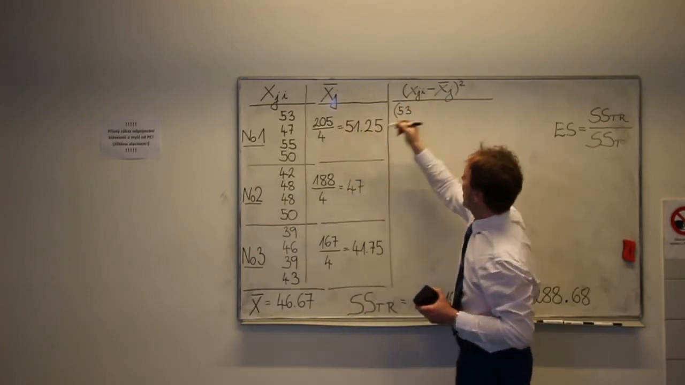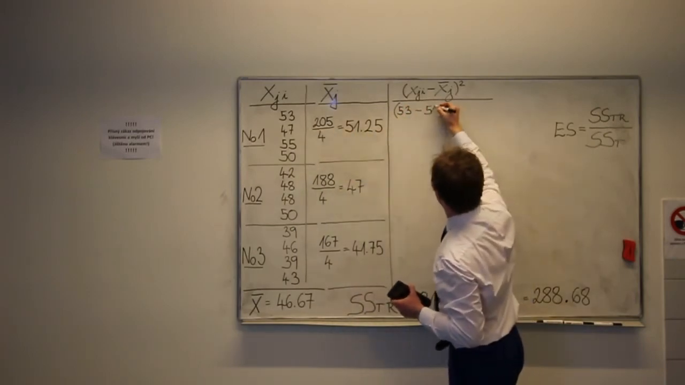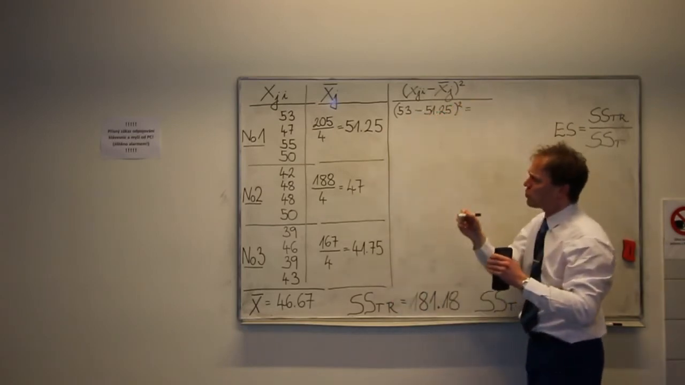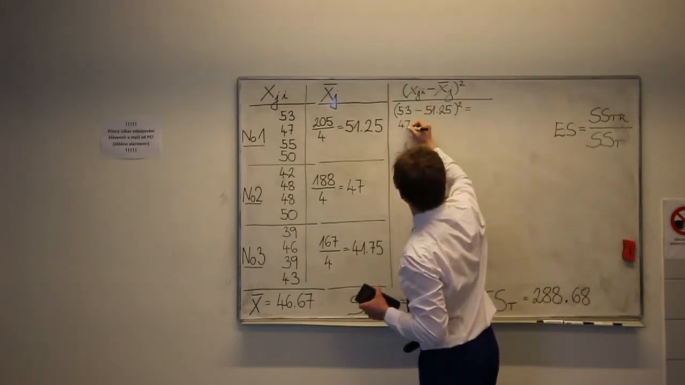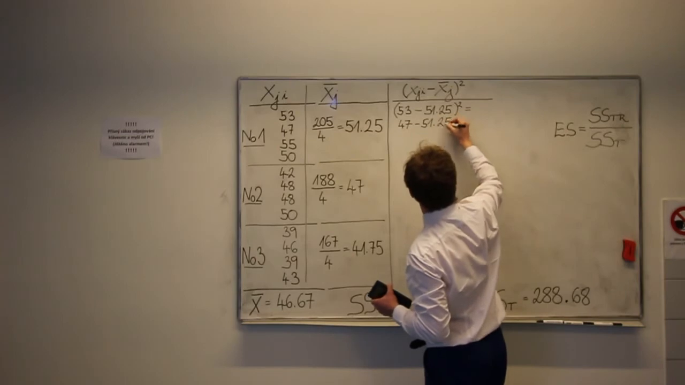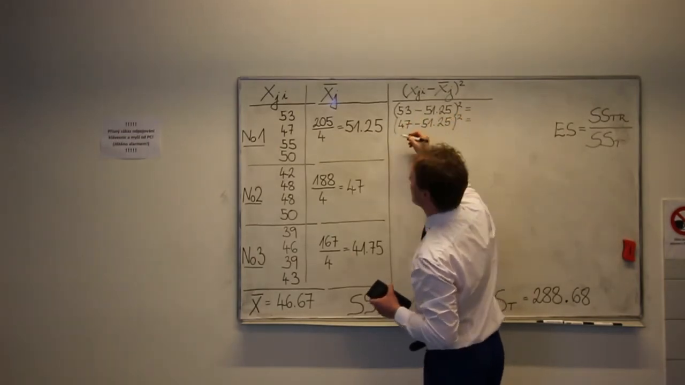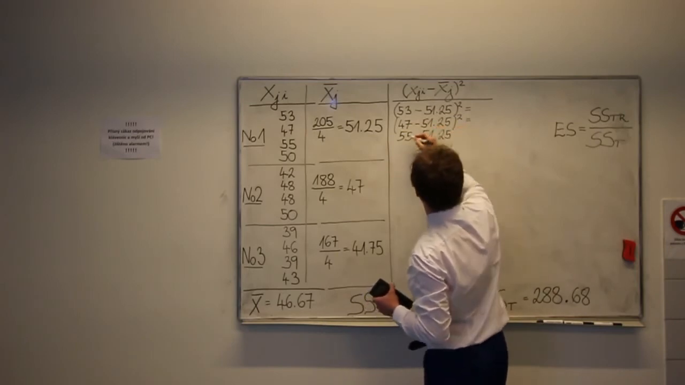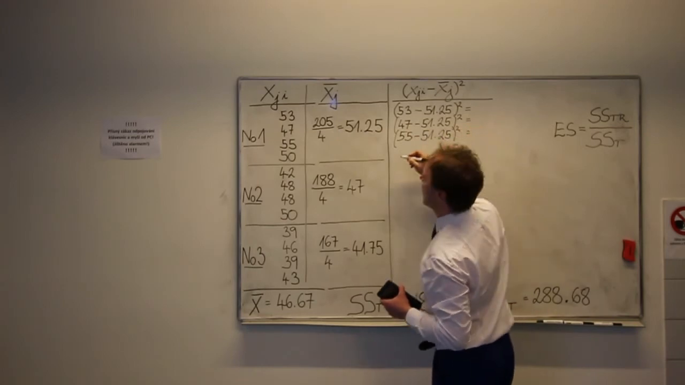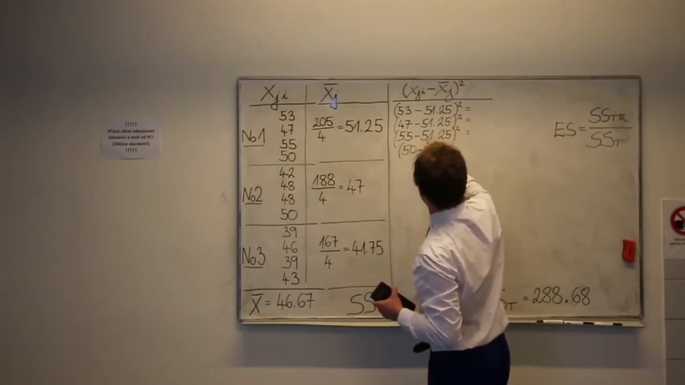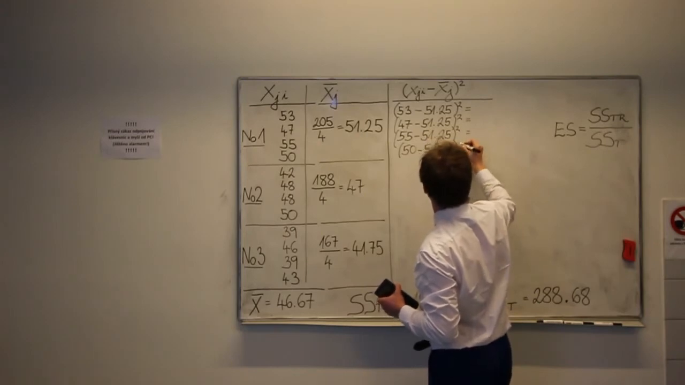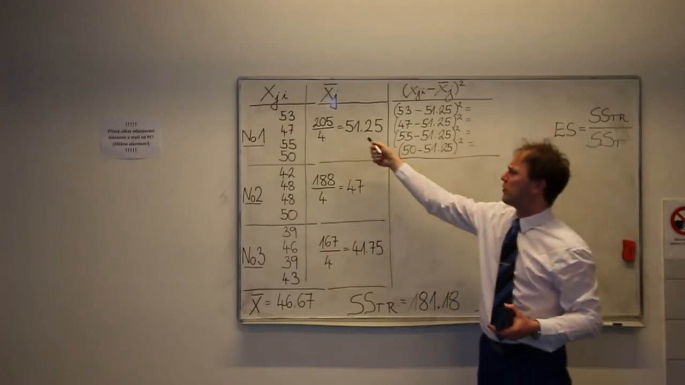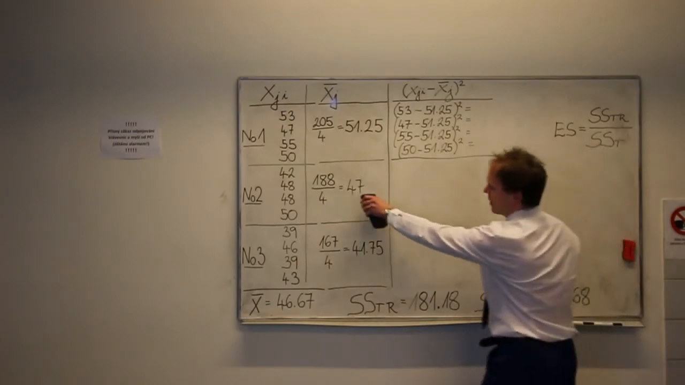53 minus this mean, 51.25, squared. And we can continue three times. 47 minus 51.25 squared, 55 minus 51.25 squared, and finally 50 minus 51.25 squared. And there is the line. We finished with the first group, and we will continue with another mean.